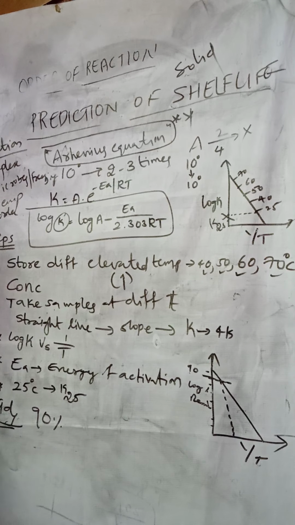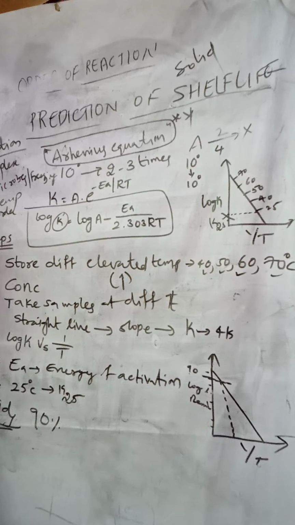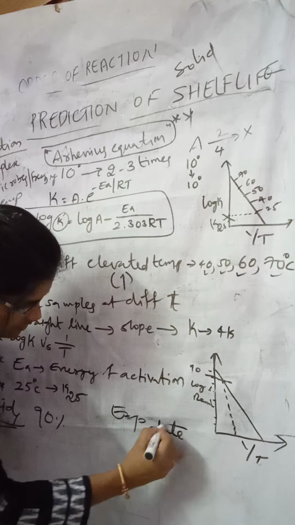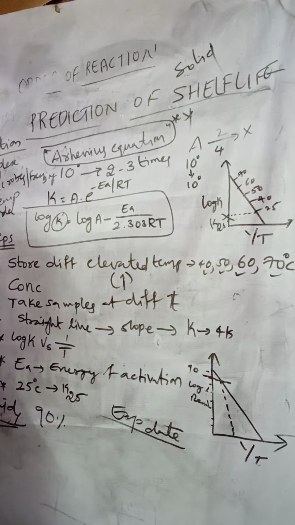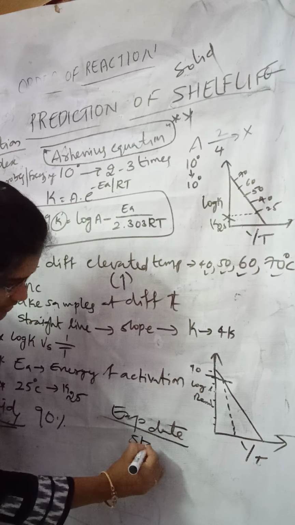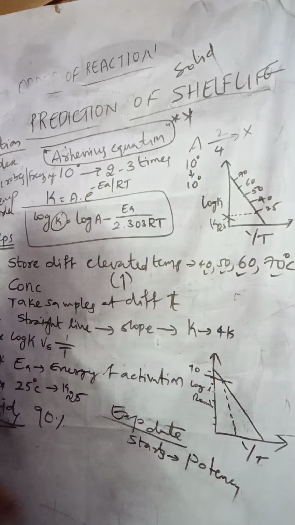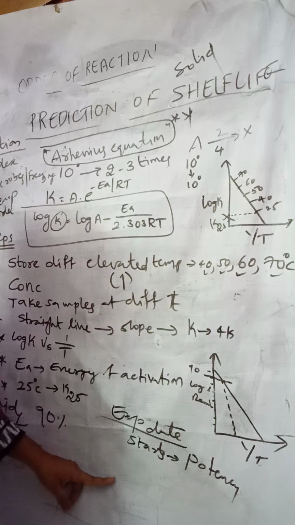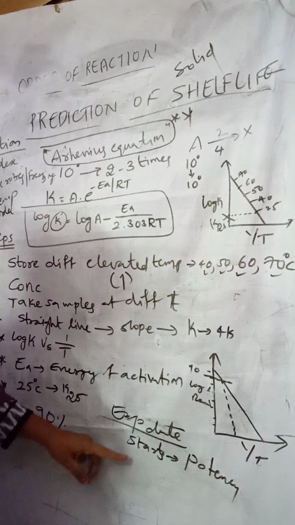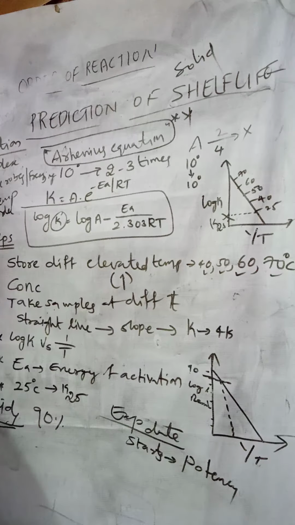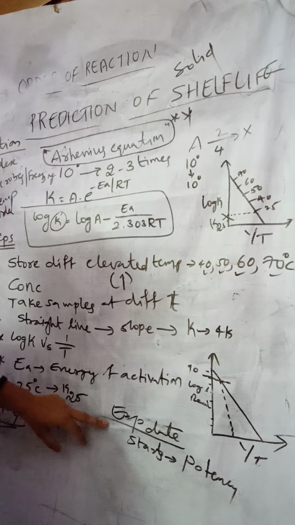And now lastly, based on shelf life, as I already said in the first class itself, we can calculate the expiry date. So what is the expiry date? By definition, it is the date or the time at which the drug starts to lose its potency. Not completely lost, but starts to lose its potency, that time is called the expiry date. Okay, so this is the complete information on how to determine shelf life and expiry date.